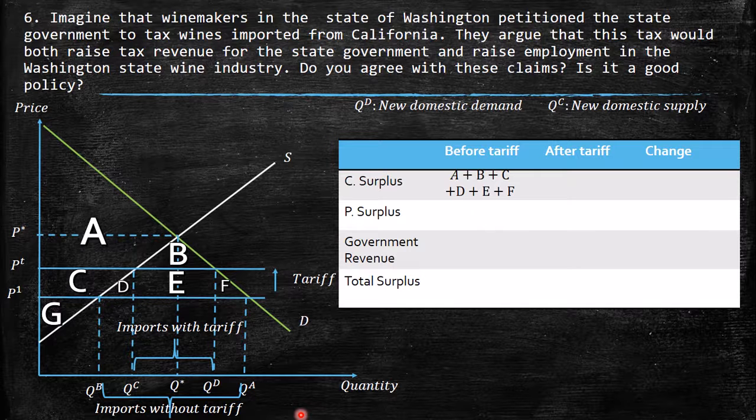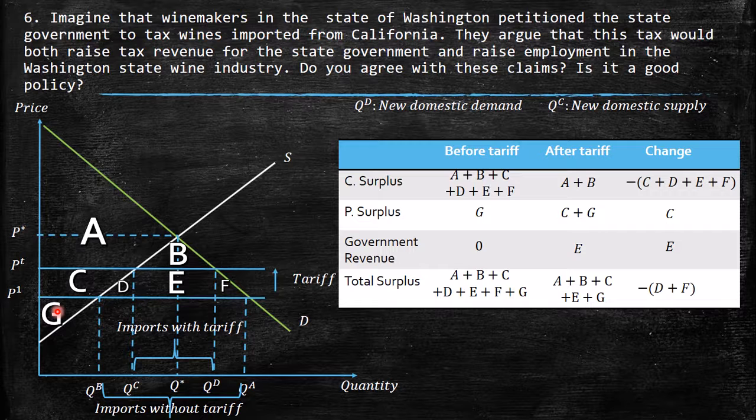So here, before the tariff, this is all consumer surplus, okay? Producer surplus is just G, and this one, as we saw before, is the same. So what is important to understand here? Do you agree with these claims? The first claim says that tax revenue is going to be raised, and naturally that is going to be E, okay? And it's going to raise employment, yes, because there's going to be more labor required because of the increase in production. But is it a good policy?